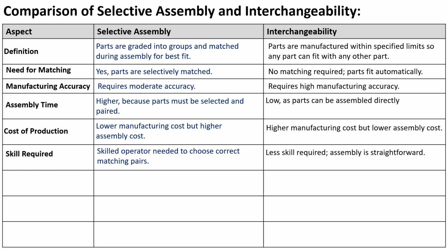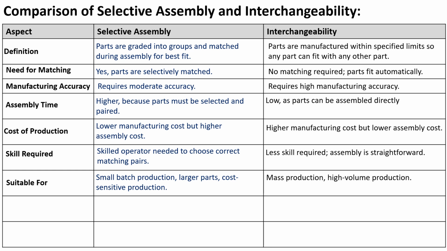From a skill point of view, a skilled operator is needed to choose the correct matching pairs. So in selective assembly, a skilled operator is required for matching of the pairs, but in interchangeability, less skill is required. Selective assembly is suitable for small batch production, larger parts and cost sensitive production, but interchangeability is suitable for mass production and high volume production.